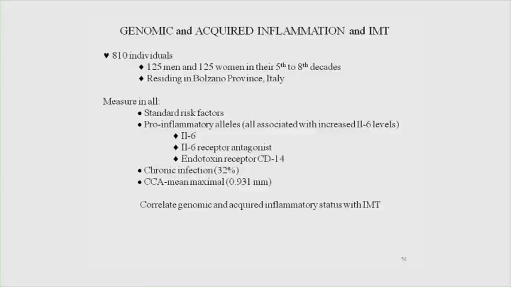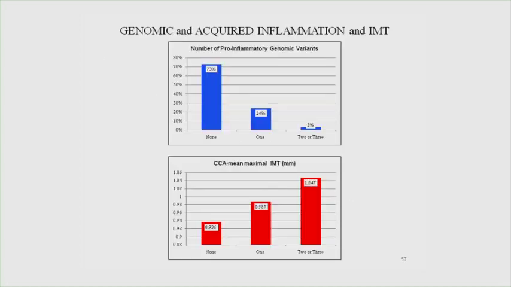So they looked at 3 alleles of interleukin-6 that crank up the immune response. They looked for evidence of chronic infection, found it in a third of the patients, and did carotid IMT. We're going to correlate these genomic differences with acquired inflammatory status, such as infection, and your IMT. Now, 73% of the subjects did not have any of these IL-6 upregulations. 24% had 1, 3% had 2 or 3. The greater the number of IL-6 upregulations you had, the greater was your IMT.